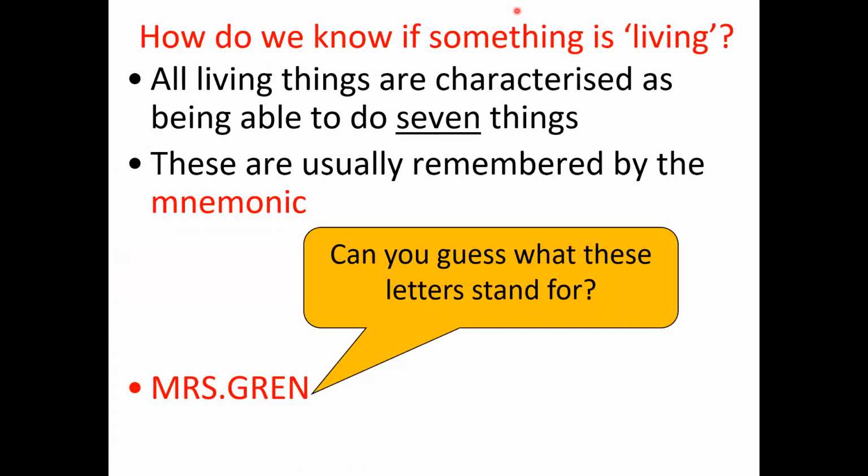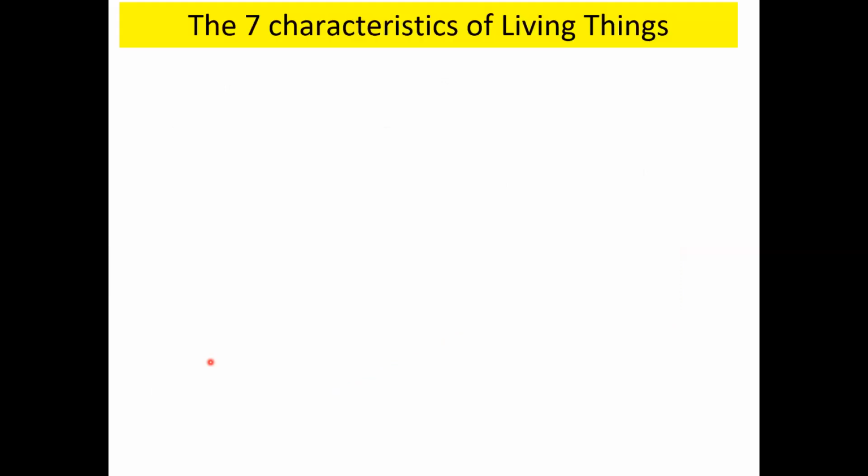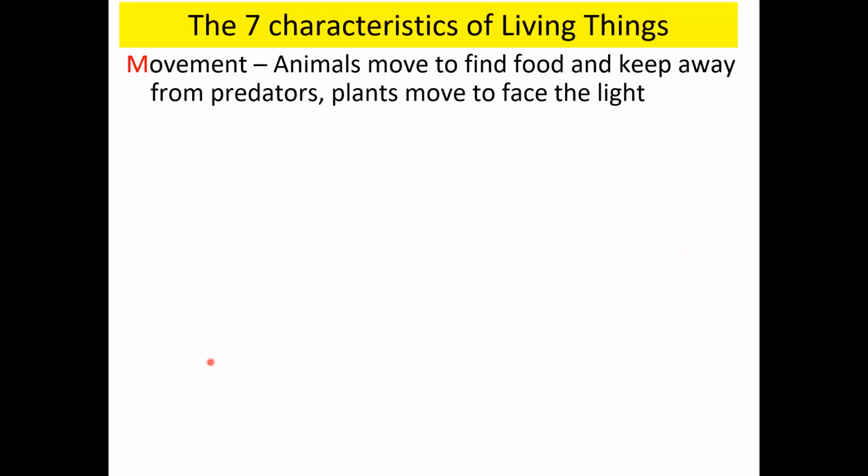So what do you know about living organisms? What are the features, the characteristics on the basis of which you can say that this is living or that is non-living? Here is the mnemonic: Mrs. Green, single E. That is the word which you can remember to memorize the 7 properties of living organisms, 7 characteristics, and these are movement.